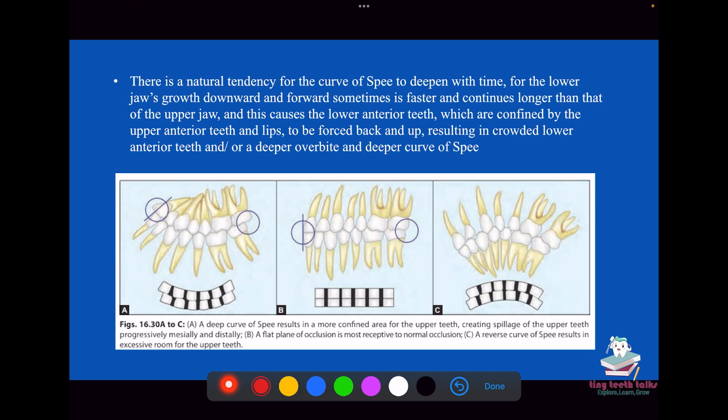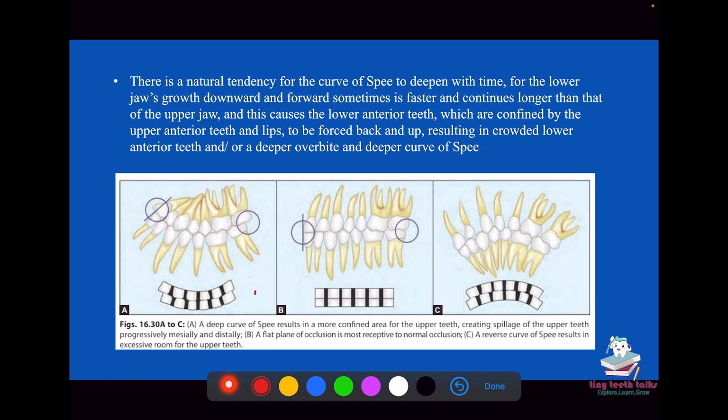So there is a natural tendency of the curve of Spee to deepen with time. The lower jaw's growth downward and forward is sometimes faster and continues longer than that of the upper jaw, and this causes the lower anterior teeth, which are confined by the upper anterior teeth and lips, to be forced back and up, resulting in crowded lower anterior teeth, a deeper overbite and a deeper curve of Spee.